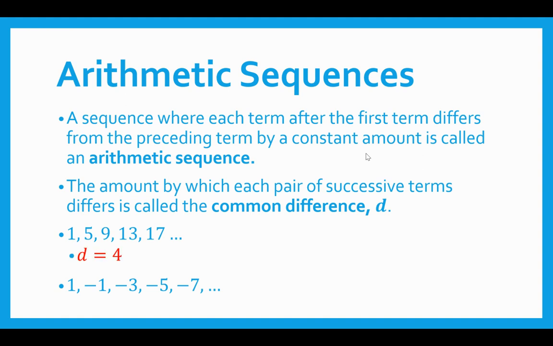Oh, it's D is 4, because look at that. If I add 4 to 1, I get 5. If I add 4 to 5, I get 9. If I add 4 to 9, I get 13, etc. On the bottom, what is our common difference? Well, the common difference there is going to be -2. If I take 1 minus 2, I get -1. If I take -1 minus 2, I get -3, etc., etc.